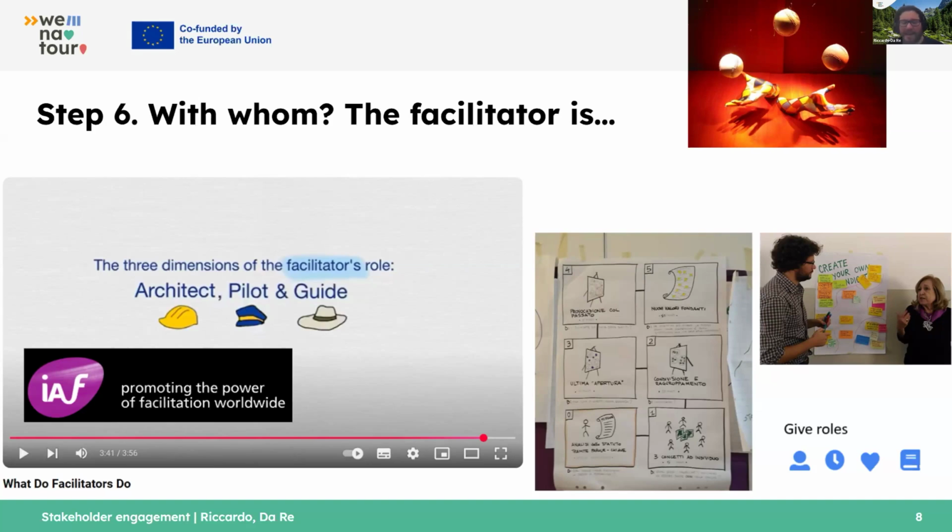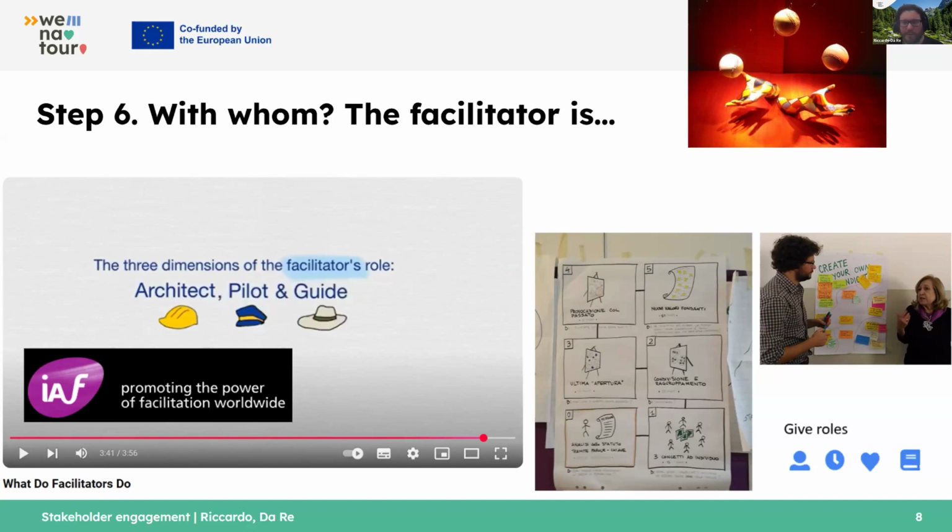The guide helps lead the group in unexplored territory and transmits confidence to make a good decision. I also compare the facilitator to a juggler, because you always have to manage three balls. You have to manage the content, to be sure that the group is working on the right content that you need to discuss, and manage the technique evolution.